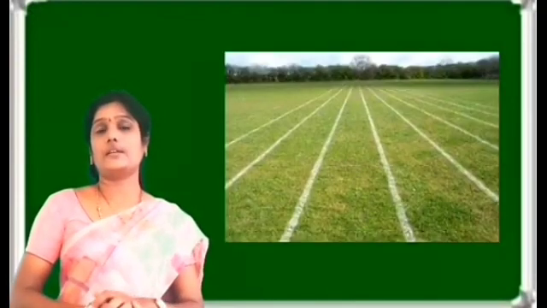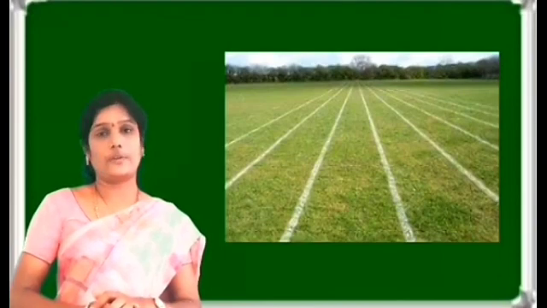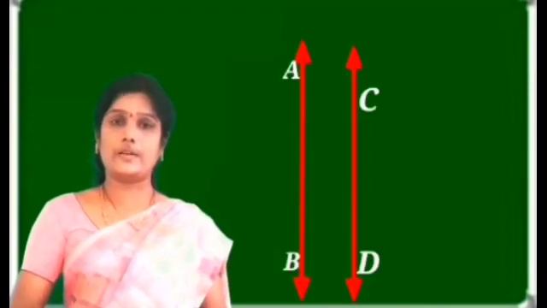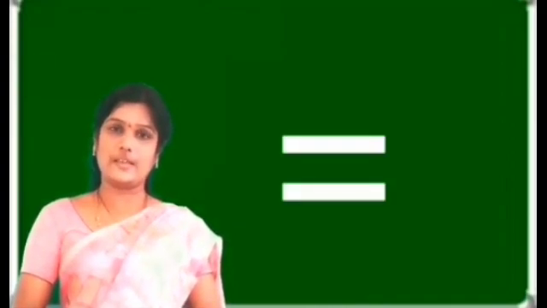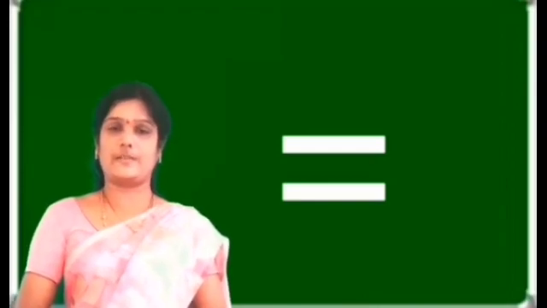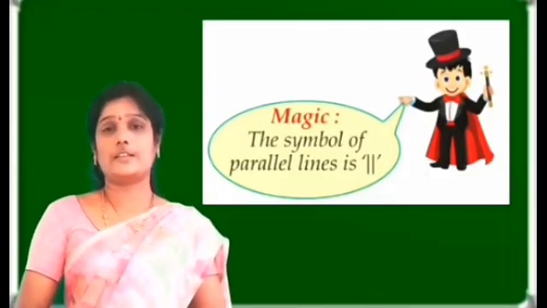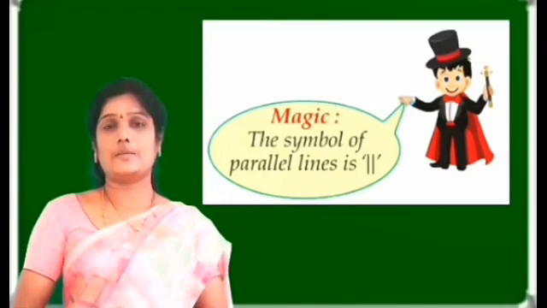Next, see, in the playground also we can see parallel lines. See here AB and CD are parallel to each other. Even in our math symbol equals to, we can see parallel lines, children. Okay. Next, see children, this is the symbol of parallel lines. See this ladder, children, here we have parallel lines.